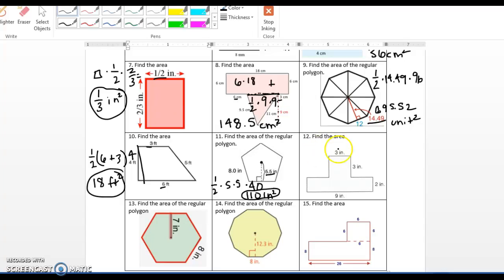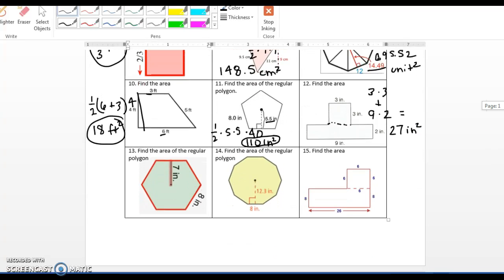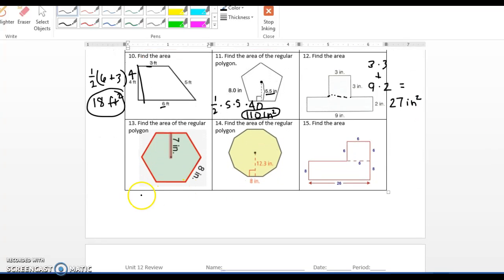Number 12, composite shapes. We've got a square, which is base times height, plus a rectangle, again base times height. Add or multiply and add, and you get 27 inches squared. Number 13, find the area of the regular polygon.